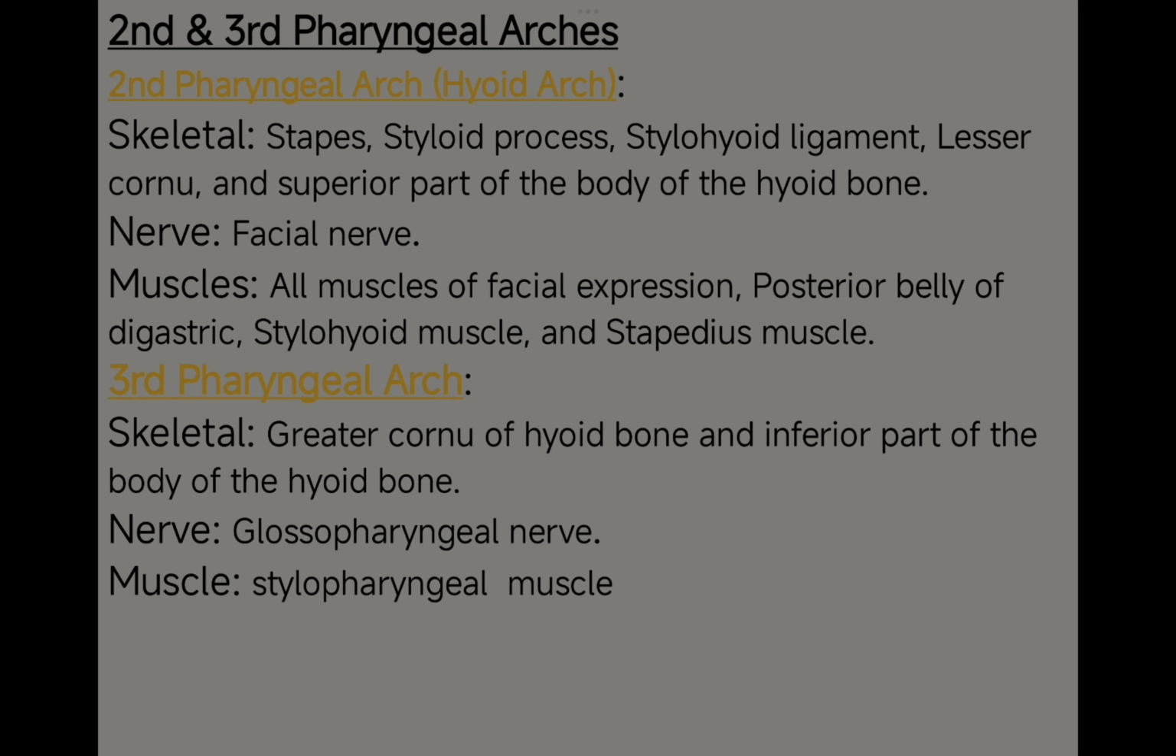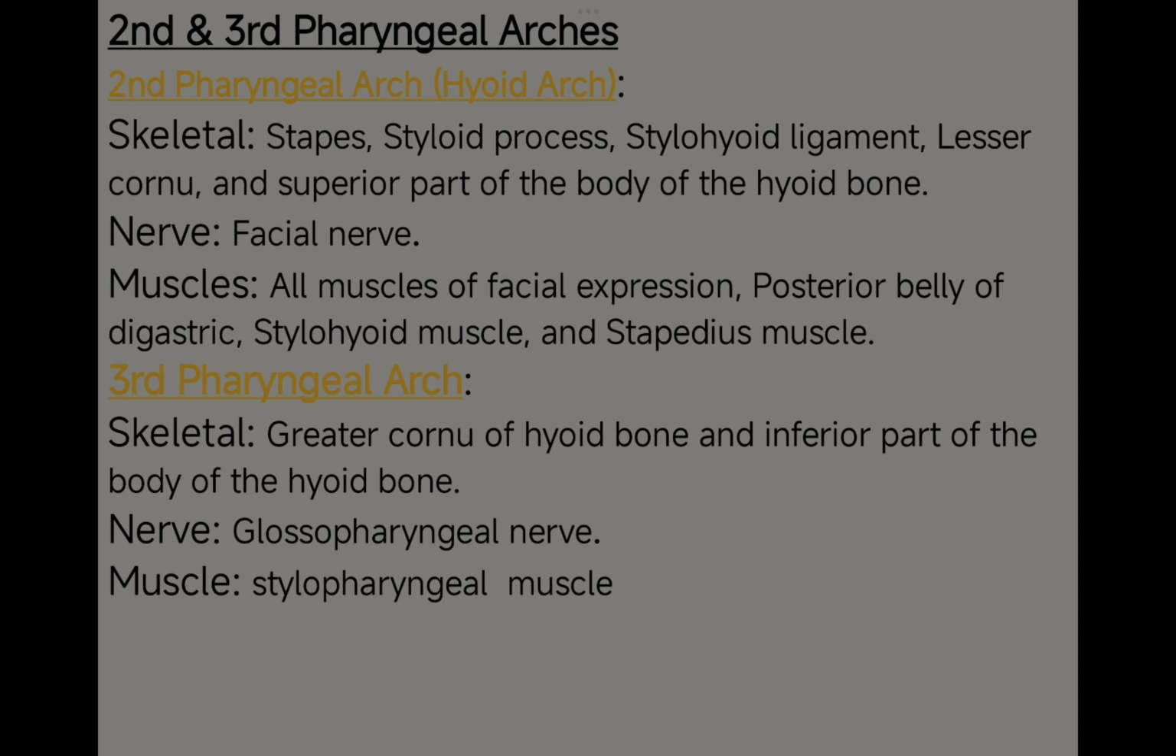The second and the third pharyngeal arches. If we talk about the second pharyngeal arch, which is also known as the hyoid arch, then stapes, styloid process, stylohyoid ligament, lesser cornea, and the superior part of the body of the hyoid bone develop from this second pharyngeal arch. Facial nerve also develops from this second pharyngeal arch, and all the muscles of the facial expression, posterior belly of the digastric, stylohyoid muscle, and stapedius muscle also develop from the second pharyngeal arch.